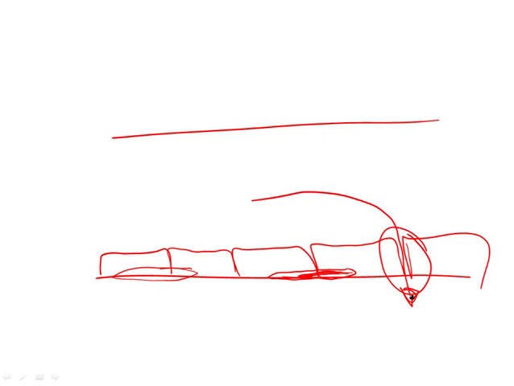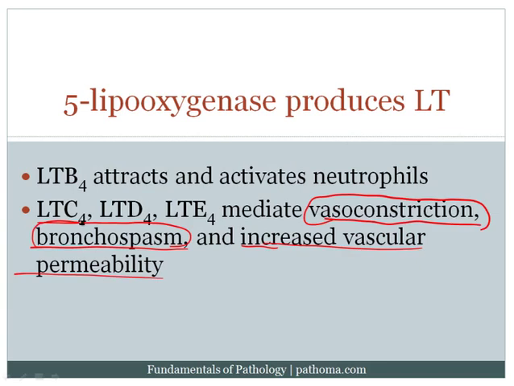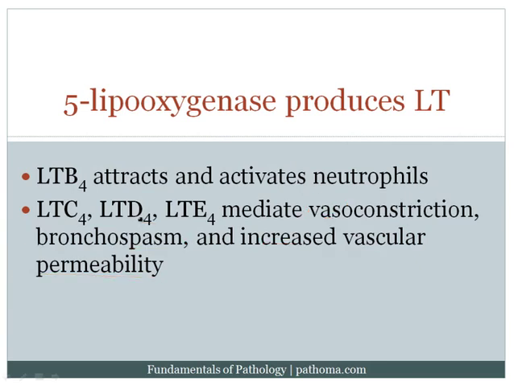And so, again, when we think about these leukotrienes, leukotriene C4, D4, and E4, they're going to mediate vasoconstriction by causing constriction of the smooth muscle of the arteriole. They're going to mediate bronchospasm by causing constriction of the smooth muscle wall of the bronchus, and then increased vascular permeability by causing contraction of the pericytes, which again contain contractile function. So that's the way I remember leukotrienes.